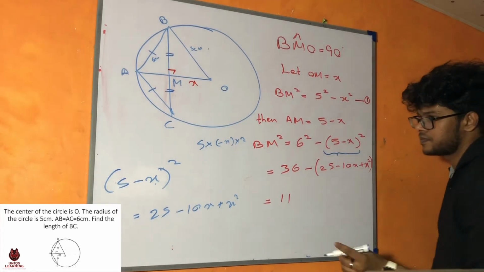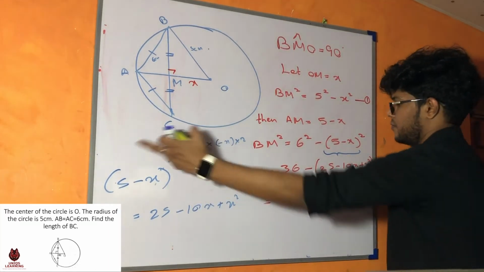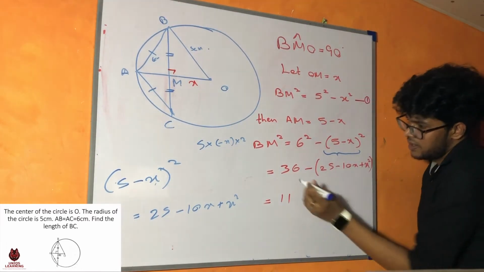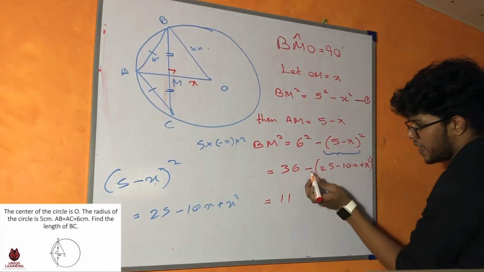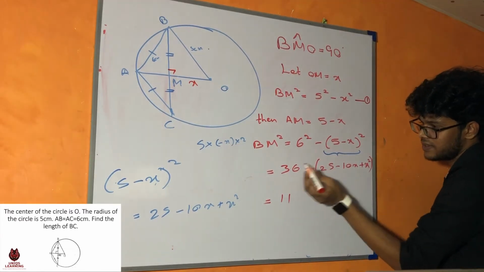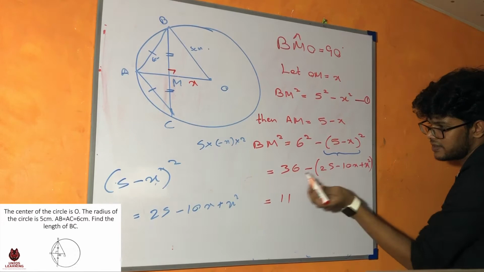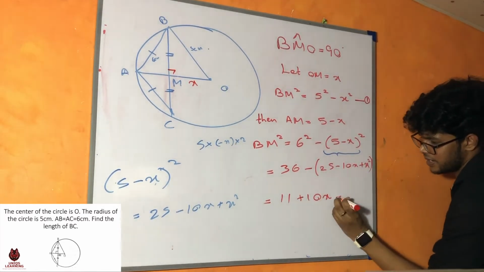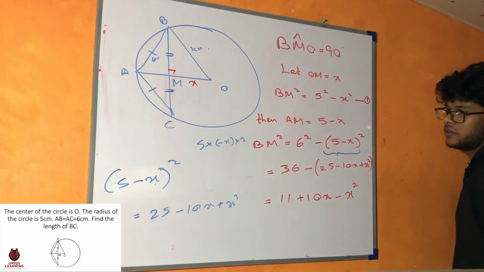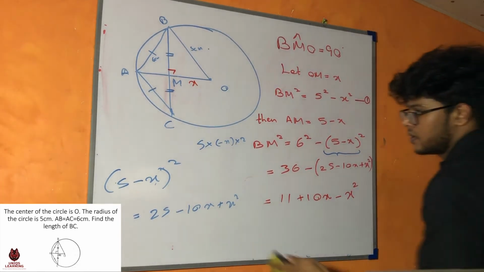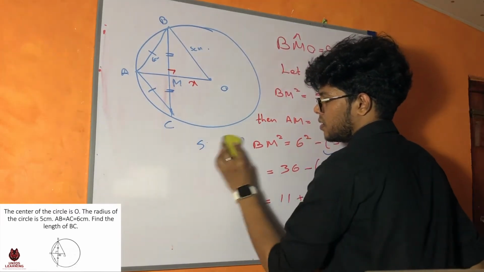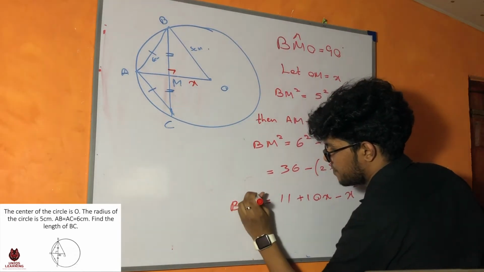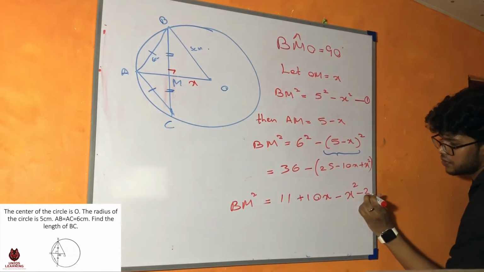Okay. This one, (5 minus x) squared is equal to this. Okay. So you will get 36. Then minus will go inside, right? So this 36 minus 25 is 11. Minus into minus plus. So you will get plus 10x. Minus into minus is minus x squared. So you have another equation, BM squared, right? This is equation 2.